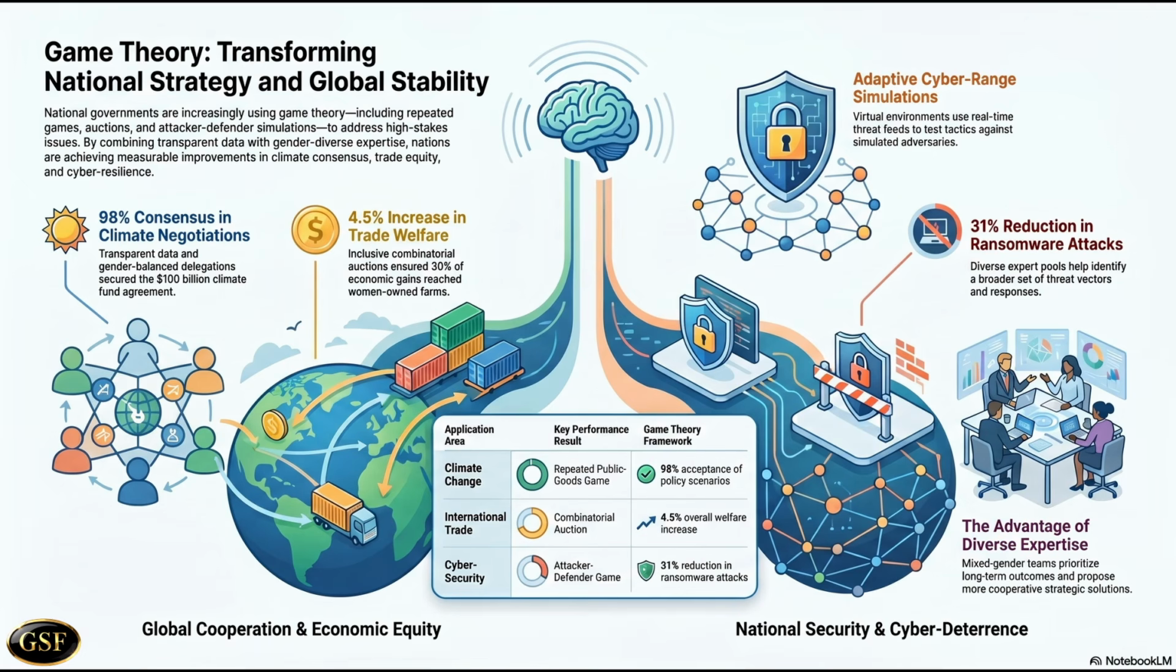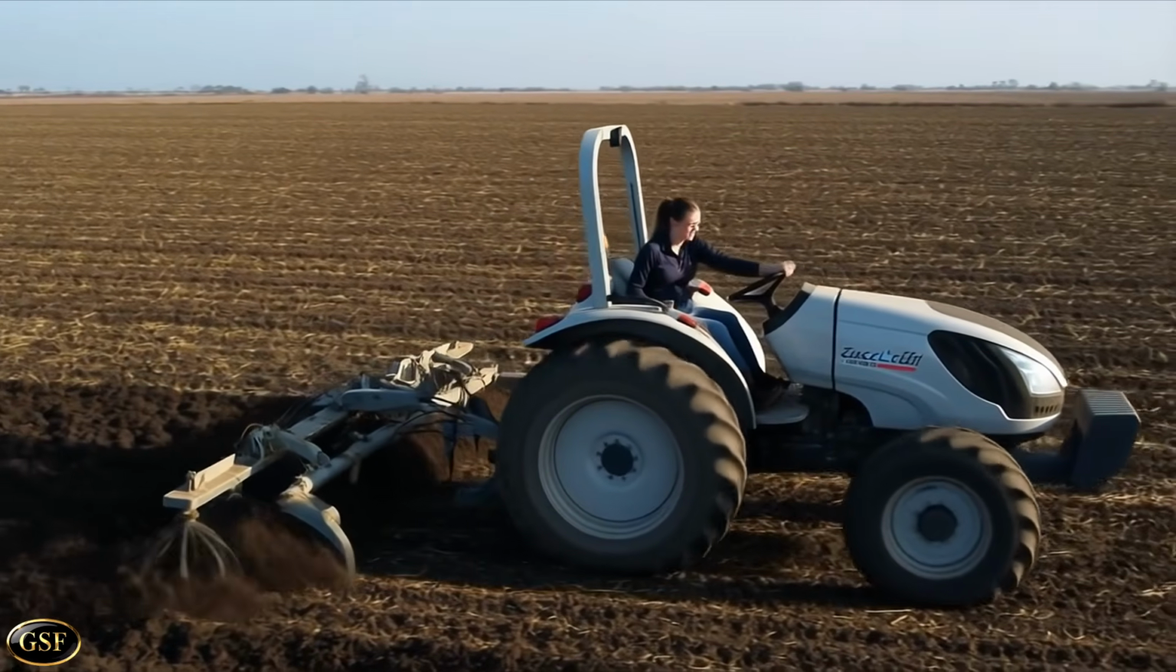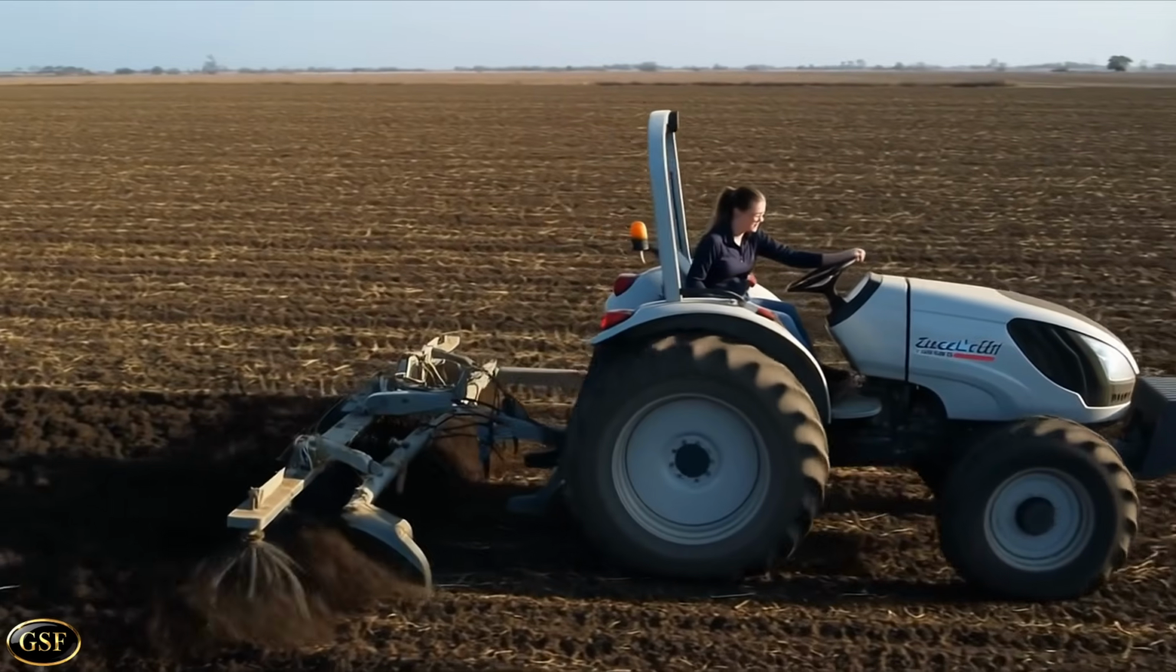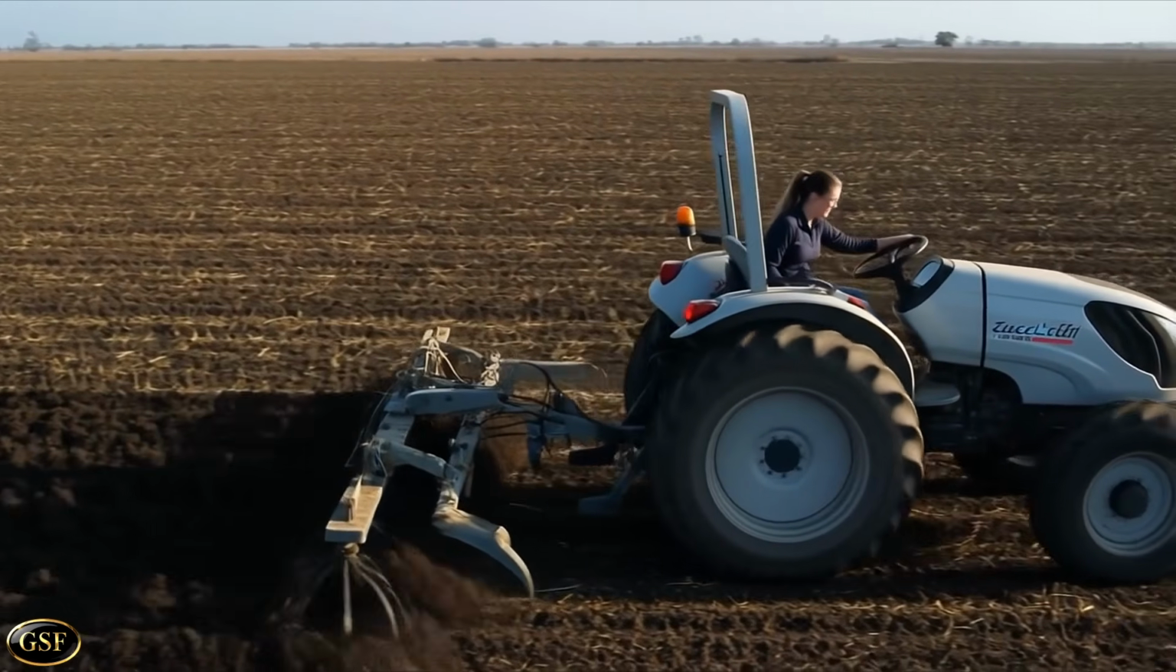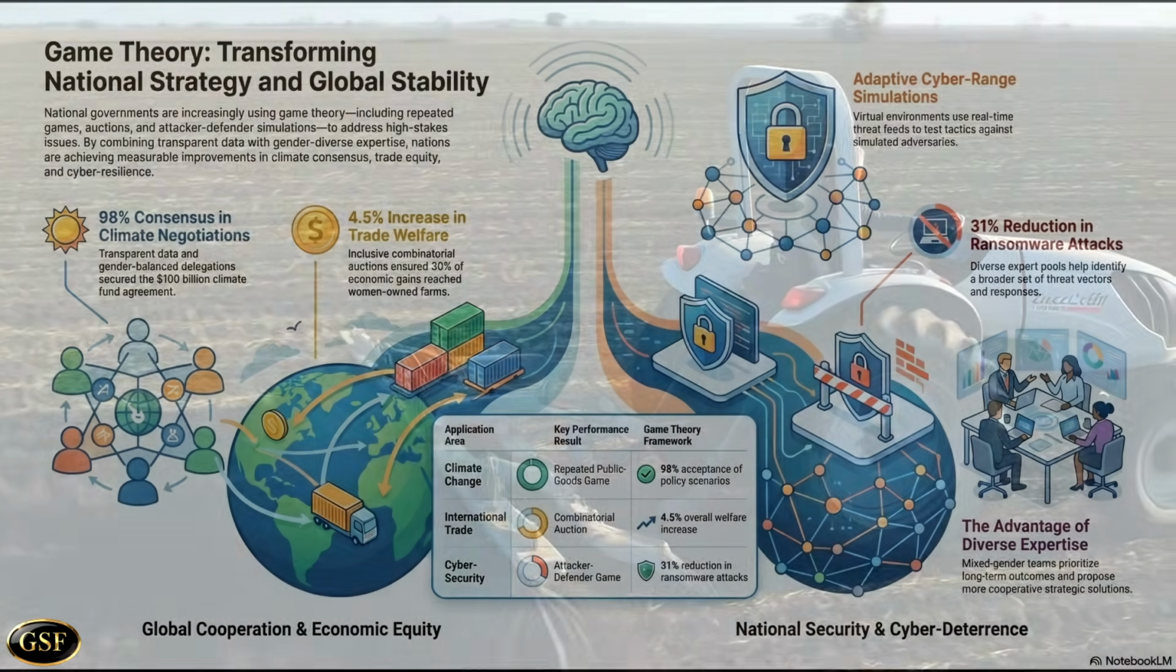Leveraging high-resolution trade data, the teams simulate thousands of auction outcomes. The final design, tested in a sandbox facility, yields an equilibrium that increases overall welfare by 4.5%, while ensuring that at least 30% of the gains accrue to women-owned farms. The agreement has since been hailed as a benchmark for inclusive trade policy.